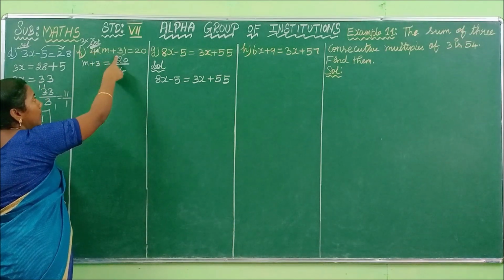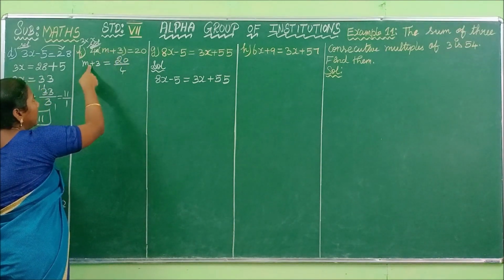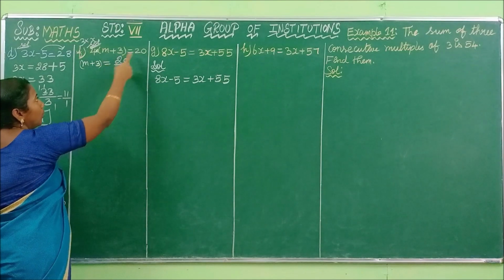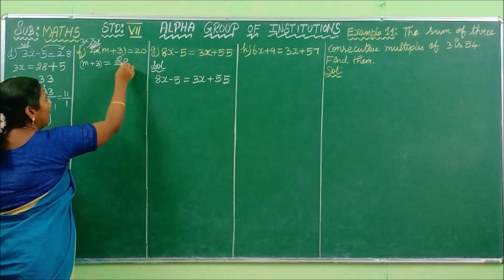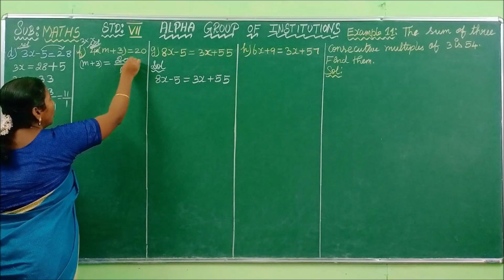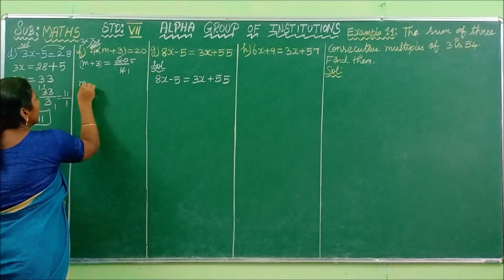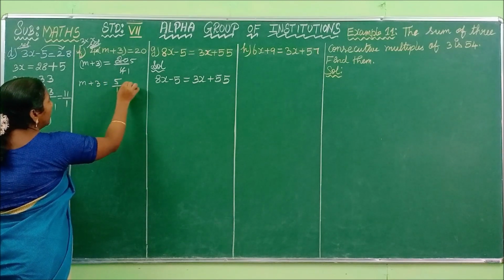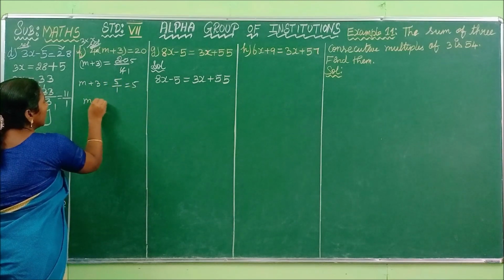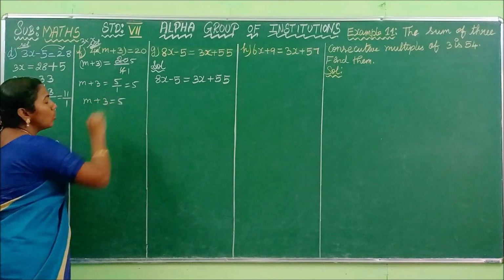So 4 into (m plus 3) equals 20. Thus write m plus 3 alone, which is equal to 20 divided by 4. We understand, children? Next you have to divide 20 by 4. So 1 4 is 4, 5 4s are 20. Thus m plus 3 equals 5 by 1. It can be written as 5. Thus m plus 3 equals 5.